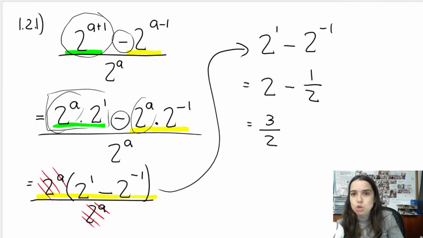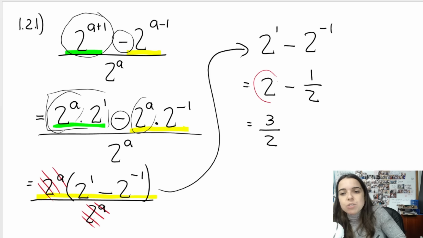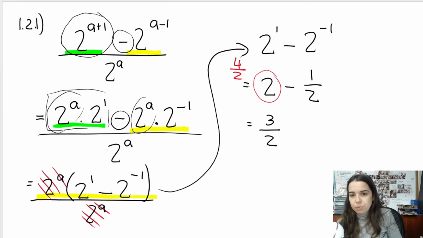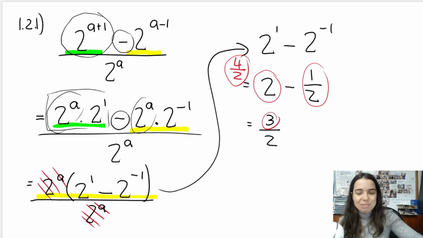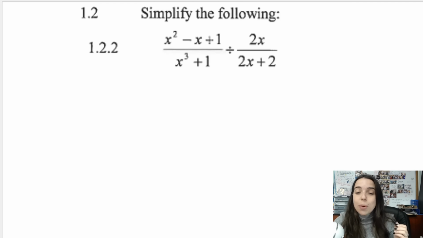If your question says do not use a calculator and show all your working out, you should know that another way to write 2 is 4 over 2. Okay, so 4 over 2 minus 1 over 2 is 3 over 2. There we go. Okay, 1.2.2, similar thing, simplify the following.